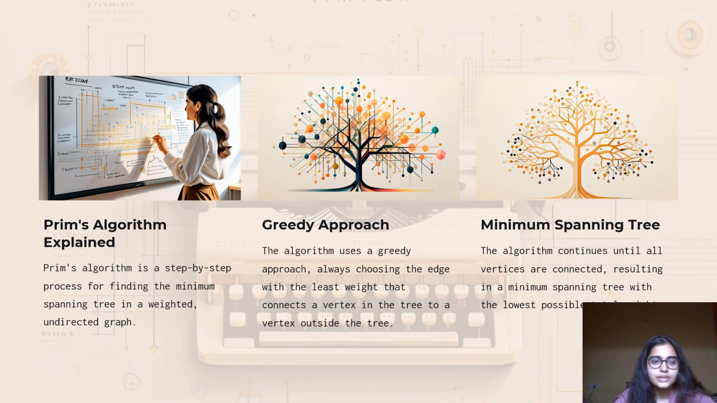Next is Prim's algorithm, how it actually works. Prim's algorithm is a step-by-step process for finding the minimum spanning tree in the weighted undirected graph. And coming to greedy approach, the algorithm uses a greedy approach, always choosing the edge with the least weight that connects a vertex in the tree to a vertex outside the tree. And next is minimum spanning tree. The algorithm continues until all the vertices are connected, resulting in a minimum spanning tree with the lowest possible weight.